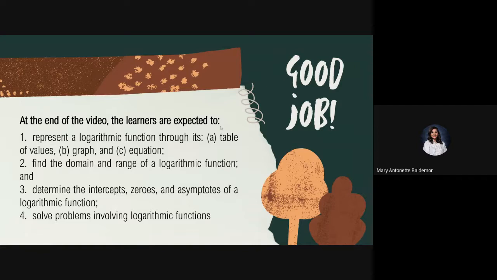Good job, everyone. Going back to our objectives, at the end of the video the learners are expected to, first, represent a logarithmic function through its table of values, graph, and equation. Number two, find the domain and range of a logarithmic function. Three, determine the intercepts, zeros, and asymptotes of a logarithmic function. And lastly, solve problems involving logarithmic functions.